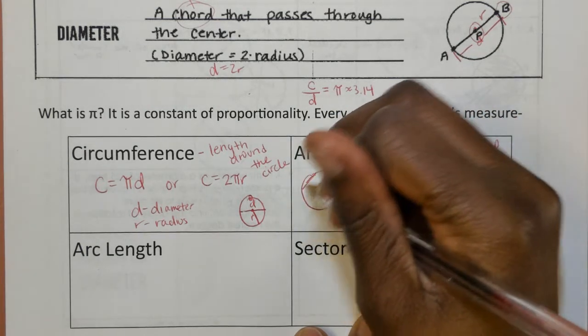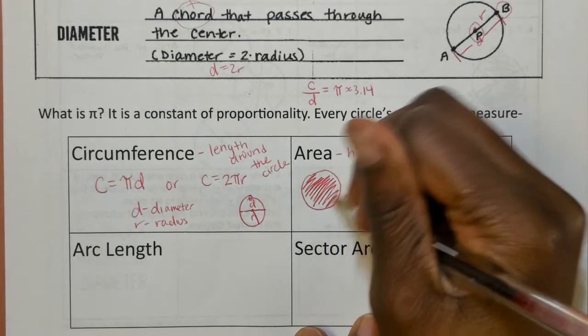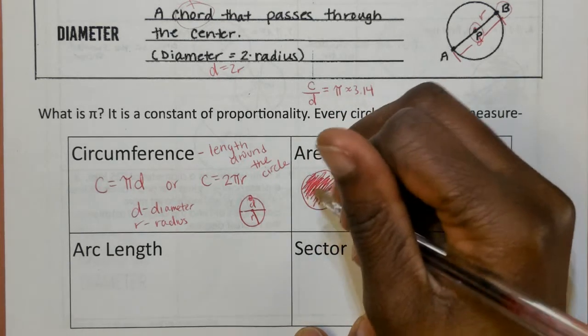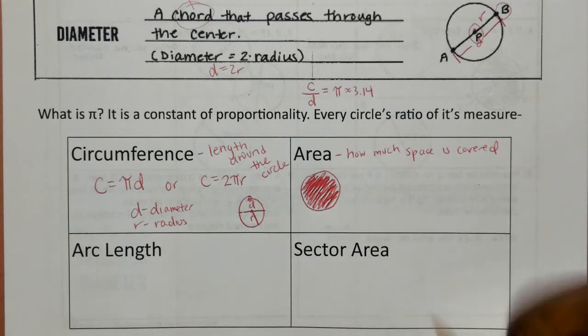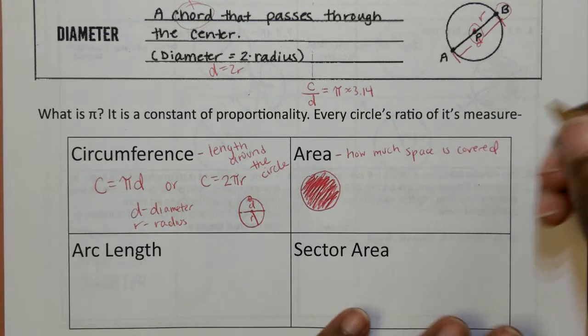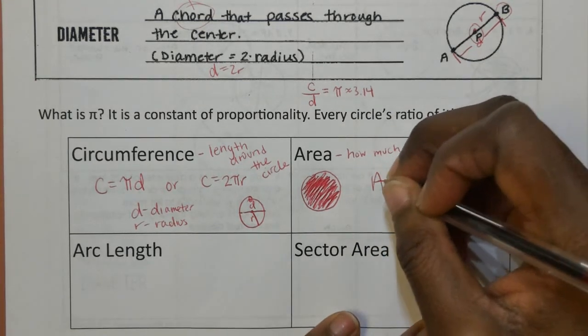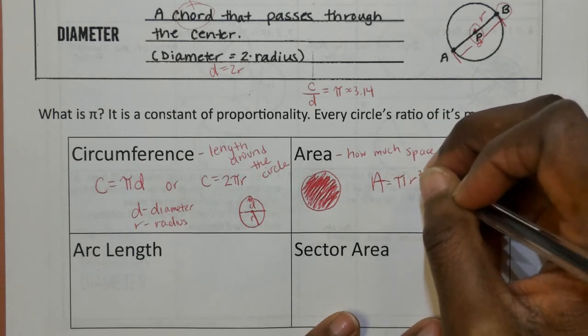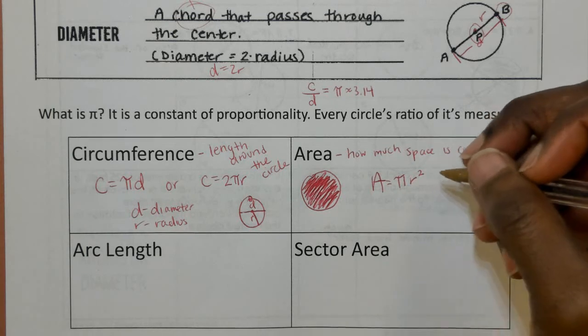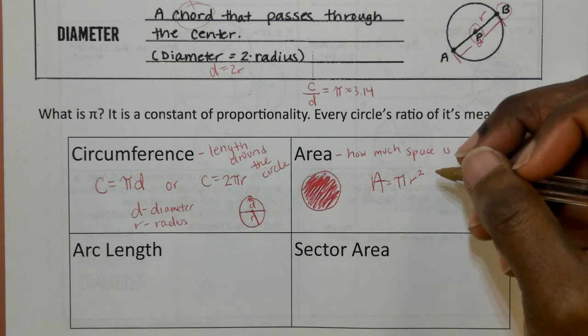So area, we think of like this shaded piece, so like a plot of grass maybe, or pizza or something that is taking up a certain amount of flat space. And that's calculated by pi, so it's always 3.14 times bigger than the radius times itself, so 2 times the radius times itself, radius squared.